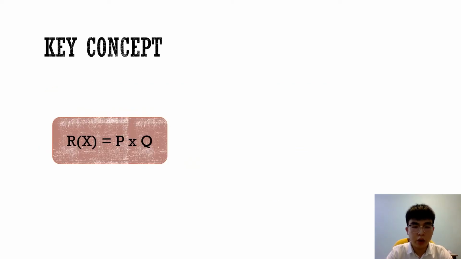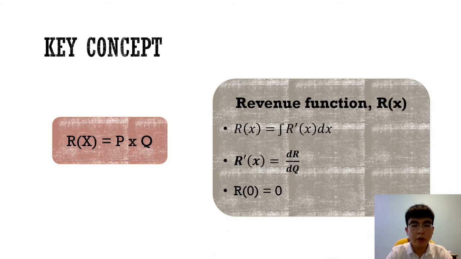If Q units are sold and the price per unit is P, then the total revenue is R(x) equals P times Q. R is called the revenue function. The derivative R'(x) is called the marginal revenue function. It's the rate of change of revenue with respect to the number of units sold Q.